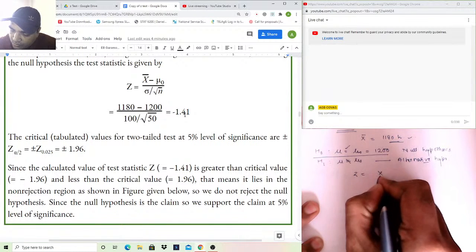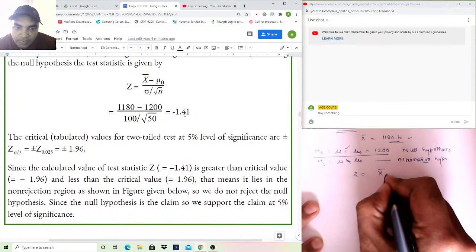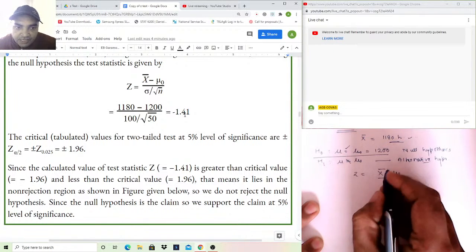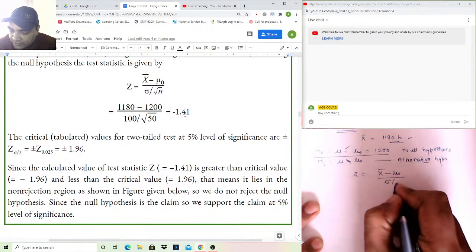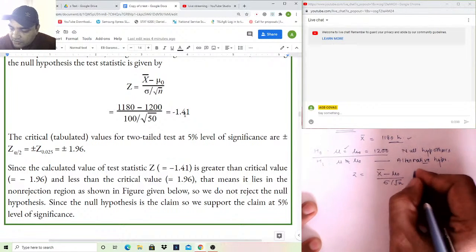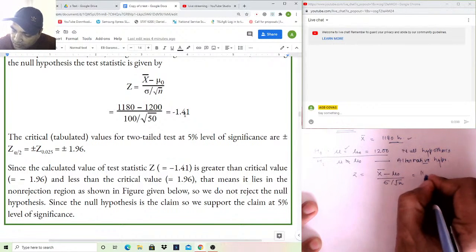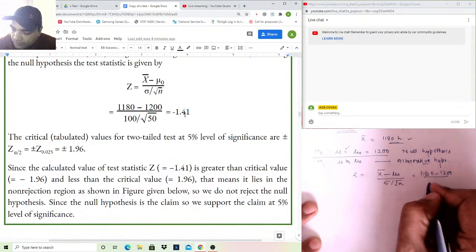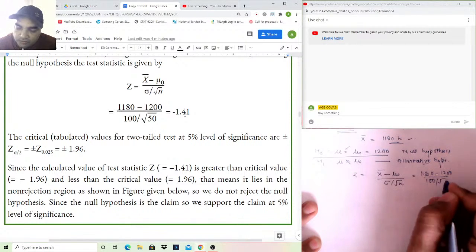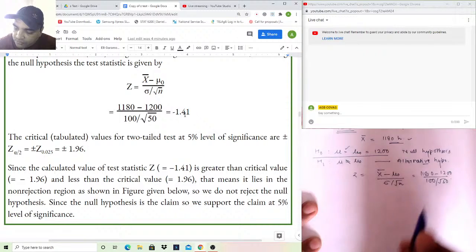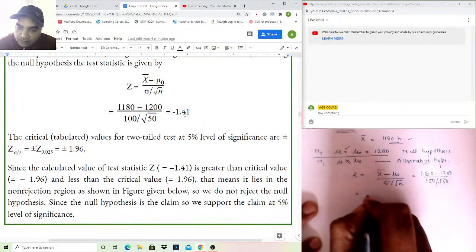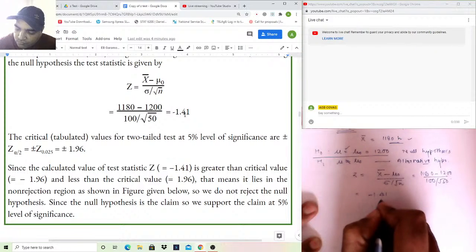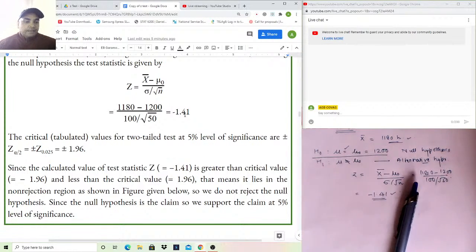So z will be equal to your sample mean minus your population mean, divided by the standard deviation divided by root n, which is nothing but 1180 minus 1200 divided by 100 over root 50. So it comes out to be minus 1.41. So what is our critical value for this two-tailed test at 5% level of significance?